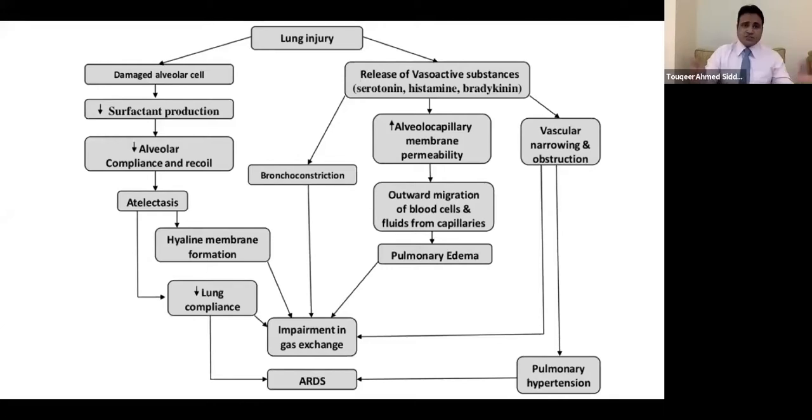And because of the secretion, there may be collapse of that alveoli that decreases the FRC as well. So this all impairs the gas exchange. So this decreases the lung compliance.